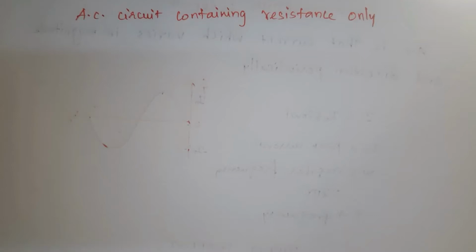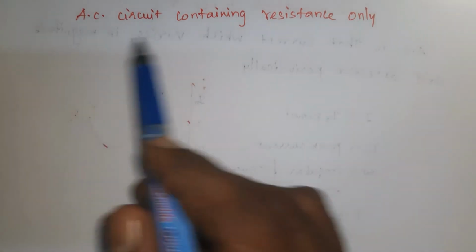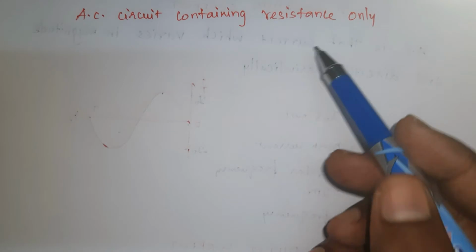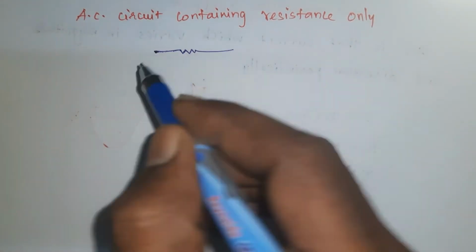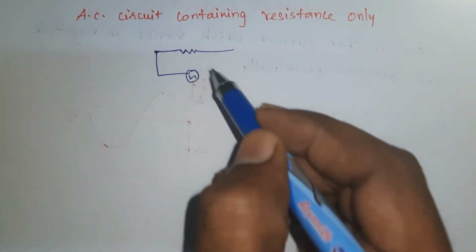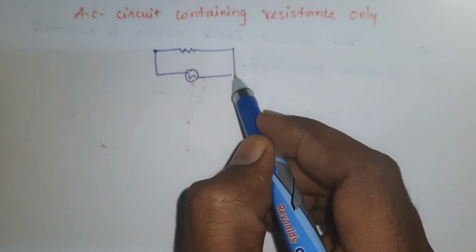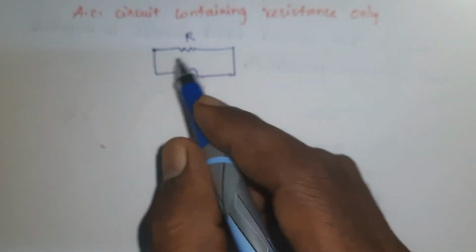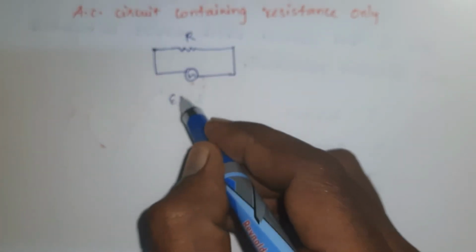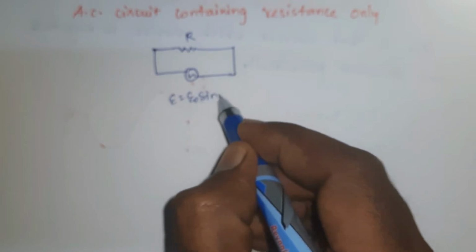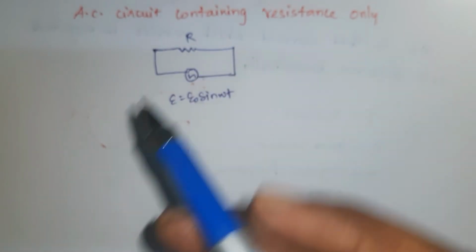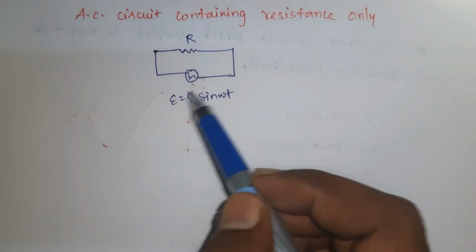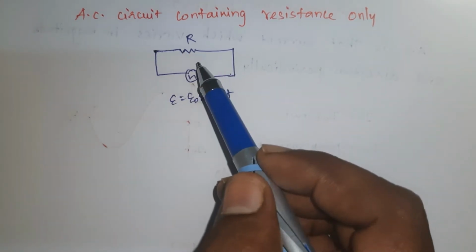In this video, we'll learn the phase relationship between current and voltage in an AC circuit containing resistance only. The symbol of the resistor, this is the AC voltage source. The EMF or voltage of this AC source is equal to E naught sine omega t. A resistor is connected to the AC circuit as shown in the figure.